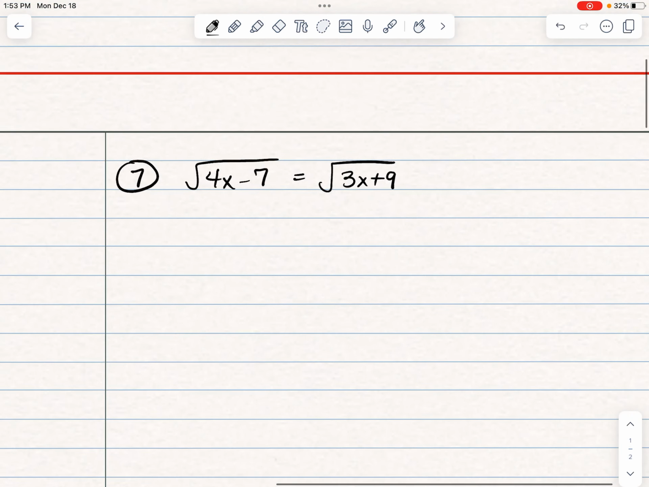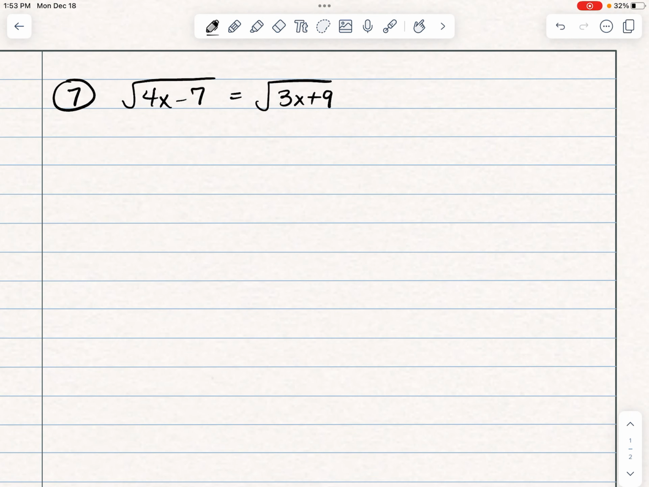Okay, let's look at one more example where we have a square root on both sides. Well, since the square root is isolated on this side and it's isolated on this side, what we can do is square both. So we're going to square this side and we're going to square this side.